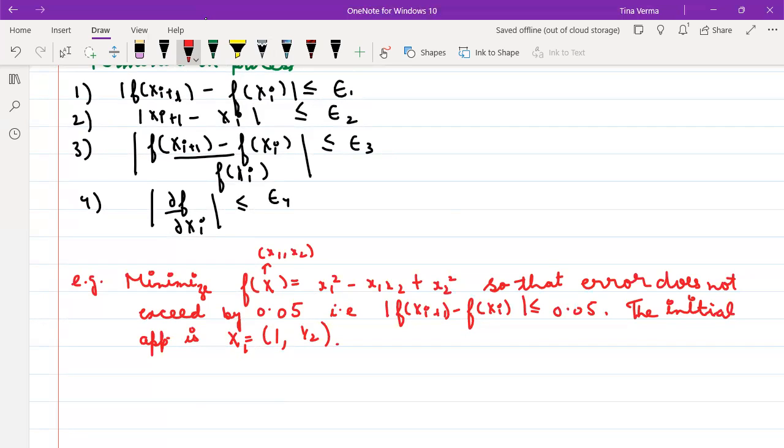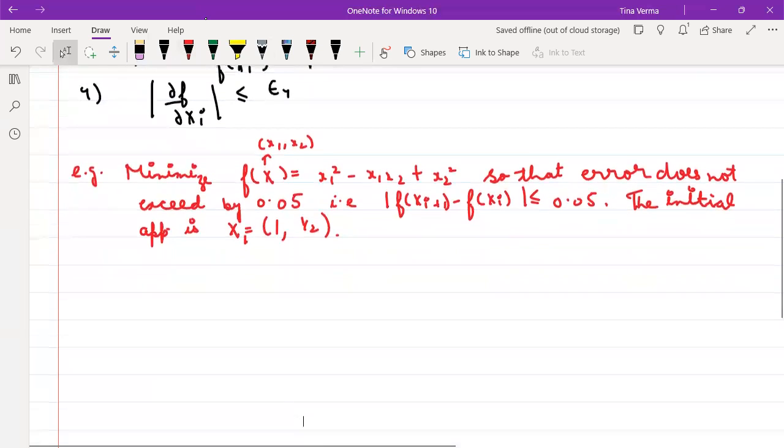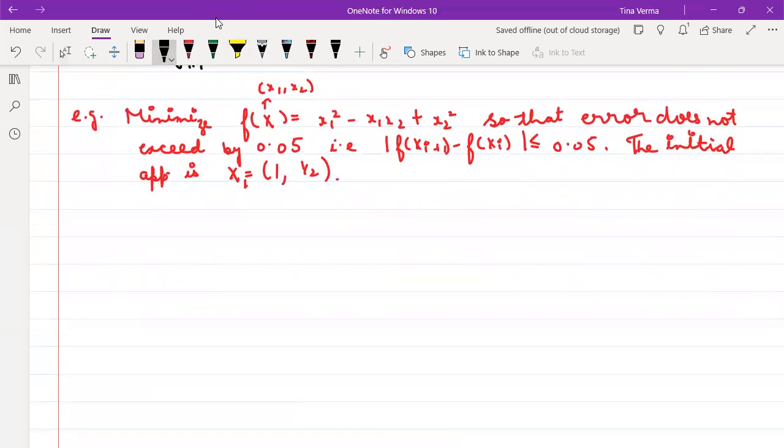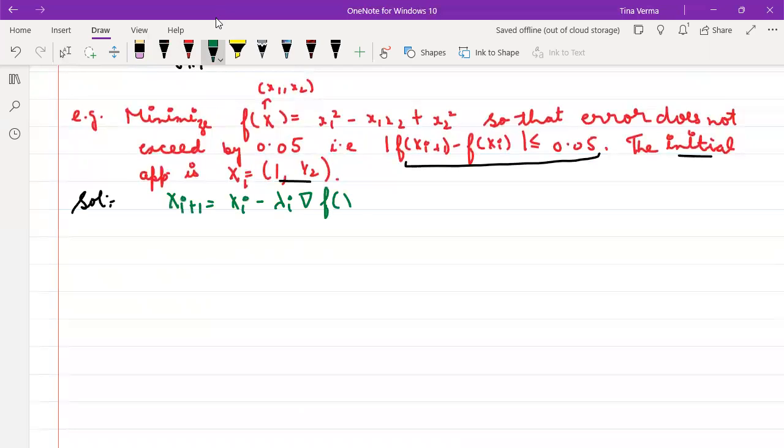So this is my non-linear function. Clearly it is non-linear. We have degree 2 over here. So we have to minimize this function. This is my termination criteria: I can stop only when my error in the function will be less than 0.05. And you have to take the initial approximation here as x1, that is 1 comma half. That is your point x1 and this is your point x2. So what is the process? We have to calculate xi plus 1, xi minus lambda i into gradient of f at xi. यही चाहिए मुझे कैलकुलेट करने के लिए.